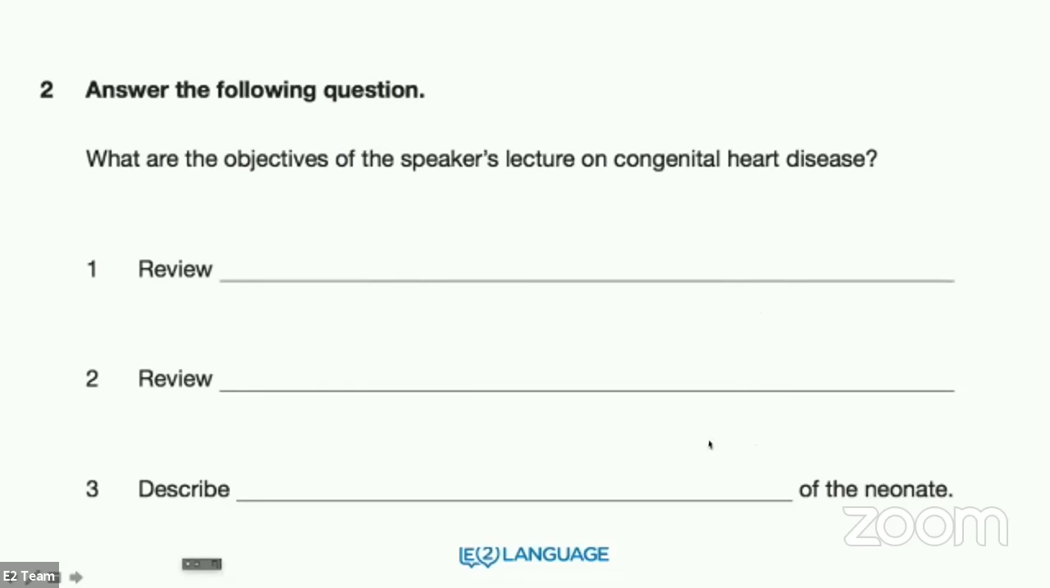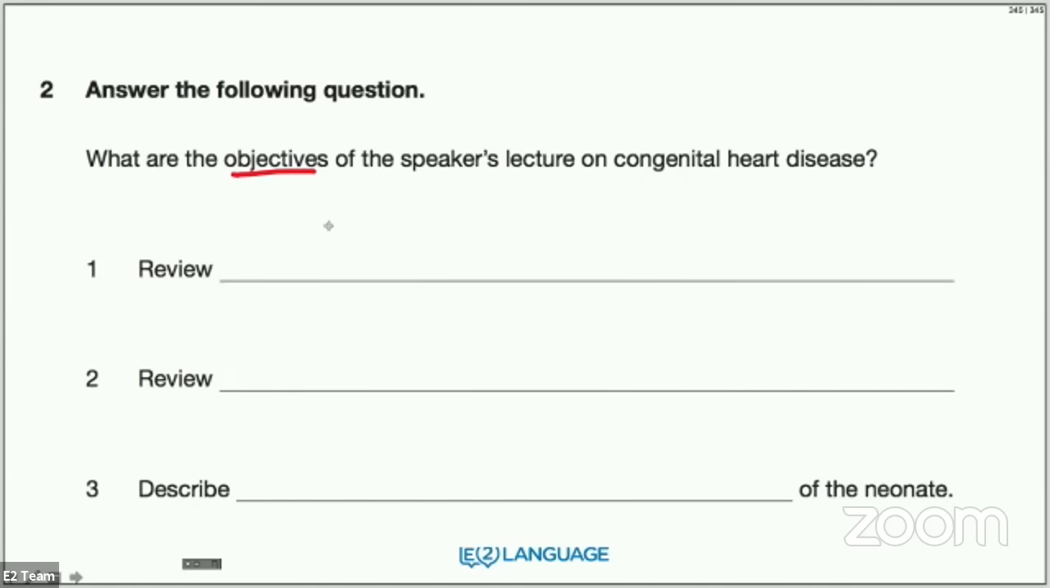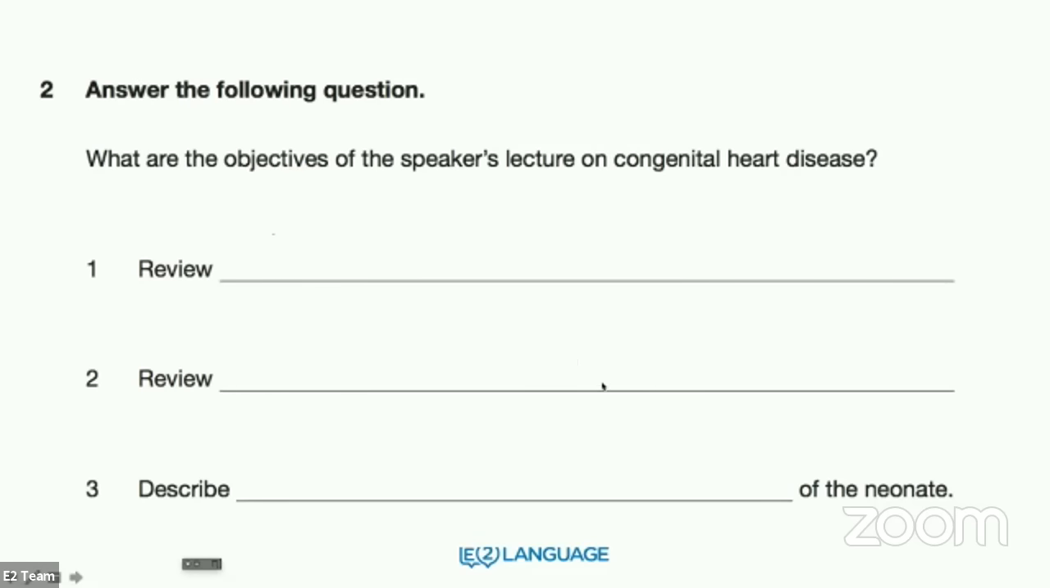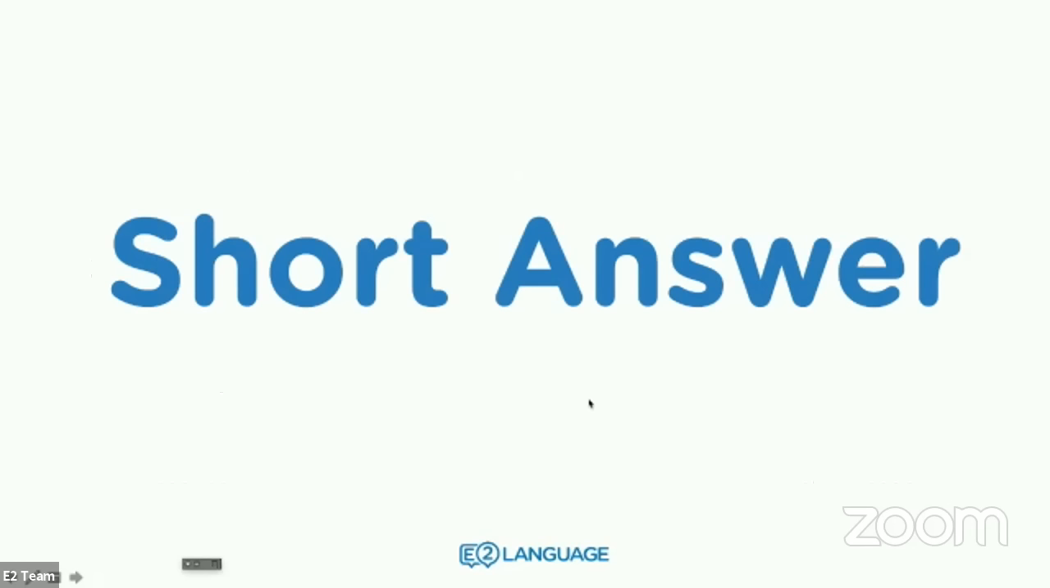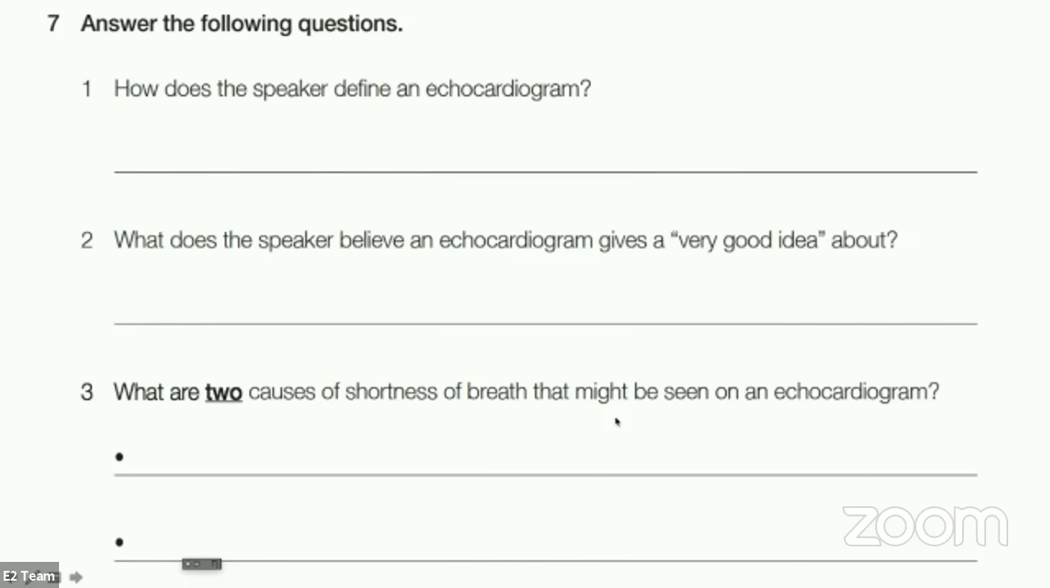Answer question. This is a little different. It says, answer the following question. What are the objectives of the speaker's lecture on congenital heart disease? Again, the key word here would be objectives. What are the objectives? So he's going to review something, he's going to review something else, and he's just going to describe something. They're the objectives. And I would personally underline that word before the audio starts. Short answer questions. How does the speaker define an echocardiogram? What does the speaker believe an echocardiogram gives a very good idea about, etc.?